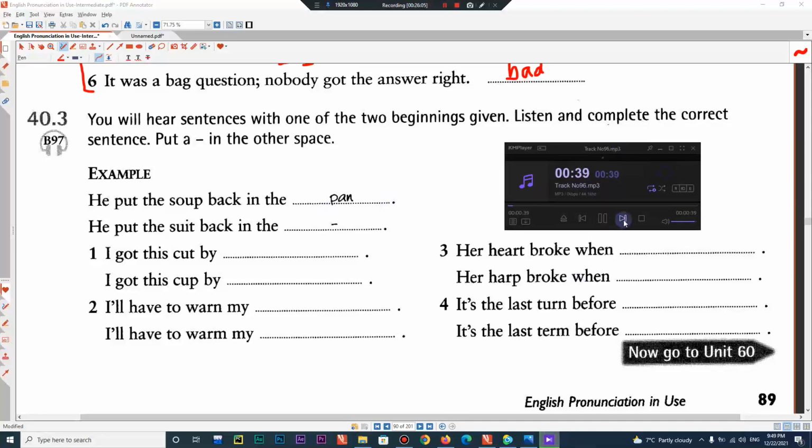1A. B96. B97. Example. He put the soup back in the pan.